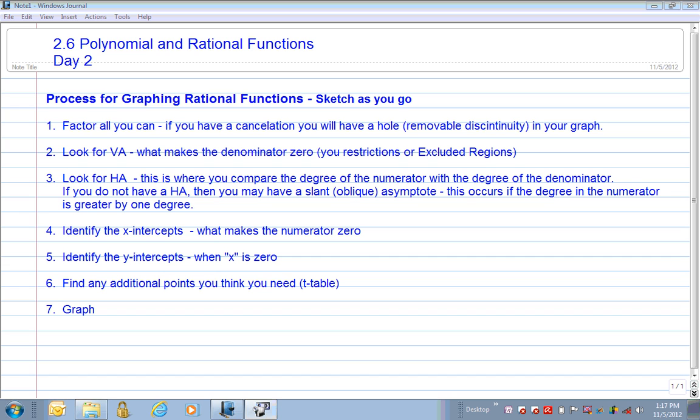I'm going to go over the process for graphing rational functions, and this is true for all of them. And then I'm going to do two examples, one with a slant asymptote and one with a slant asymptote and a hole in the graph. I believe that you will see a slant and a hole, maybe not in the same problem, but I believe you will see those on your test.